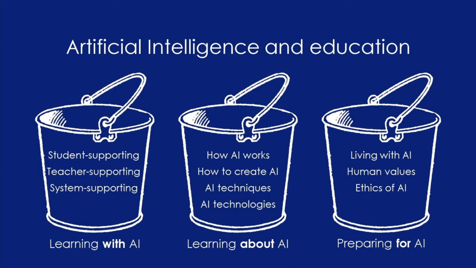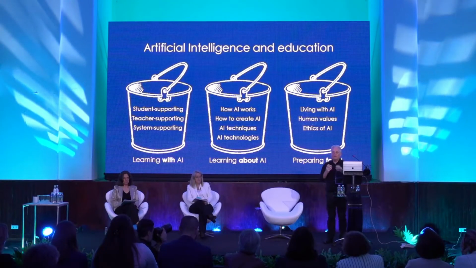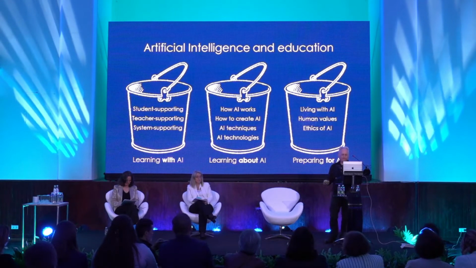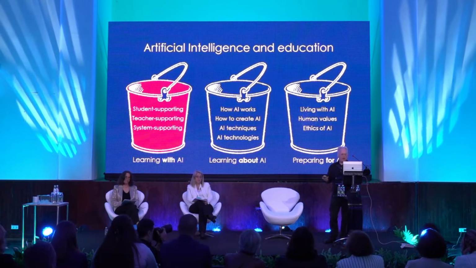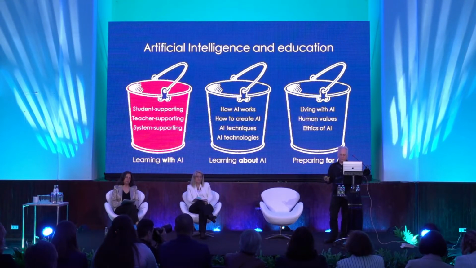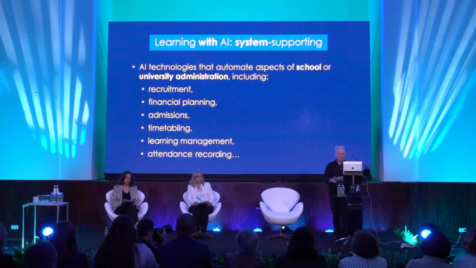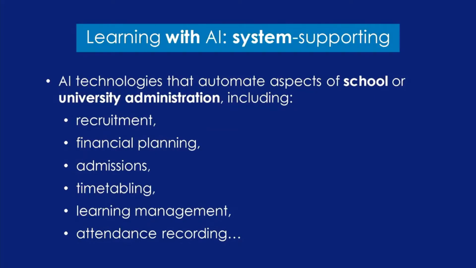So how do we make sure that we're ready? What does AI mean for our future lives? And for me, the connection between AI and education covers all 3 of these areas. So I'll start with learning with AI, and I'm going to focus on system supporting. So AI is already being used in many different ways, for recruitment, for financial planning, for admissions, and so on. And a lot of that stuff is pretty similar to AI in many other organizations. The problem is that these are all amazing in different ways, but they're not really my area of interest.